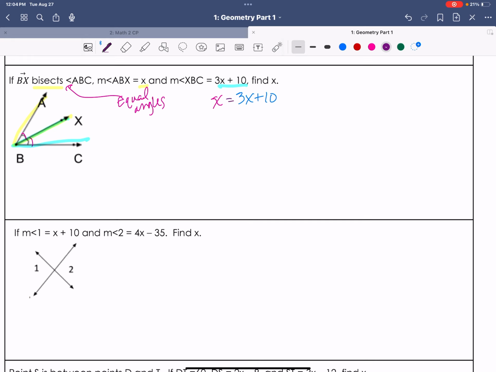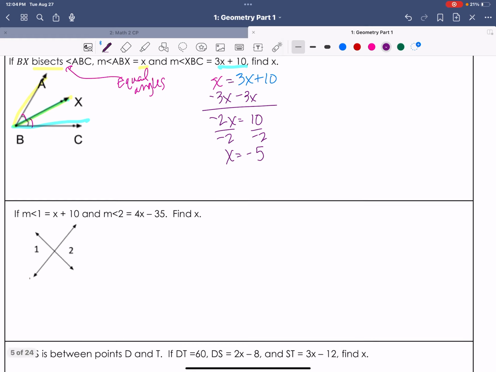All right? So subtract 3x, divide both sides by -2. And it's okay to have a negative number because it's the value of x, so that makes sense. And that's all it's asking for is x.